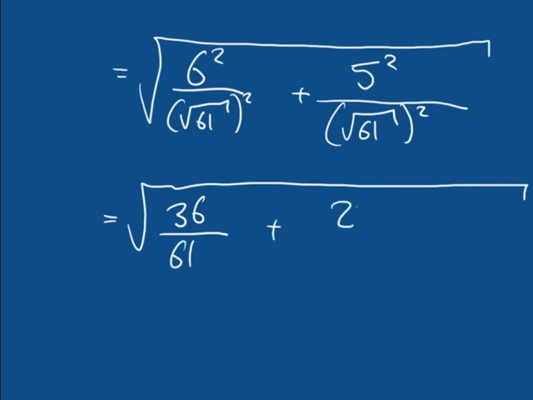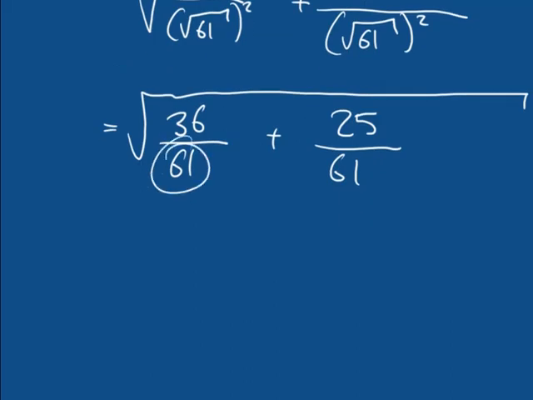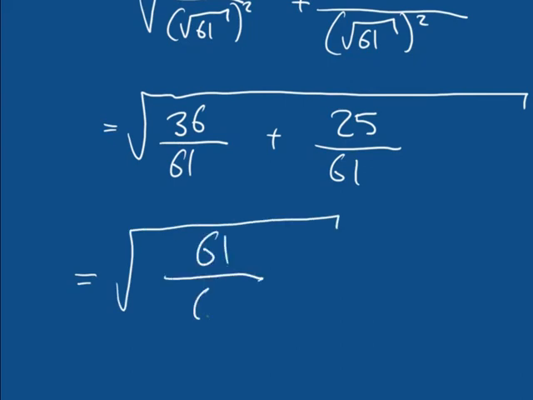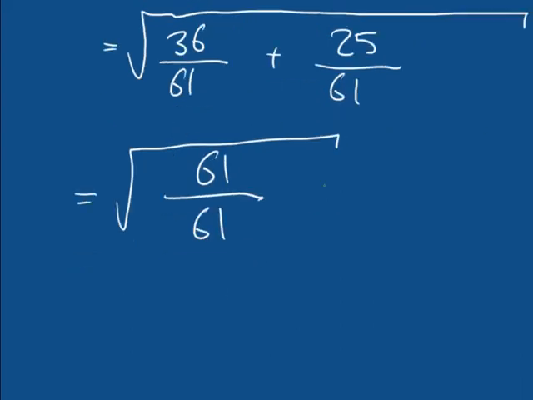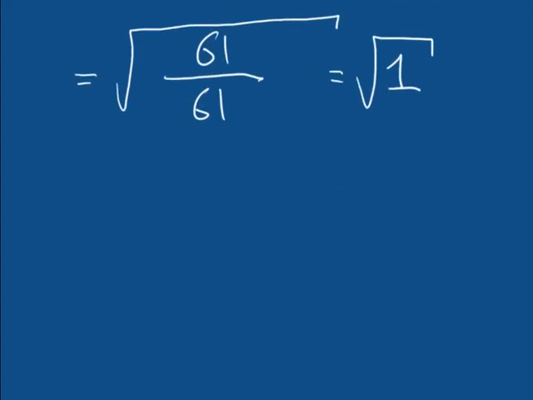Plus 25 over 61. Now because these are the same denominator, we can combine them. So 36 plus 25 equals 61. So that means we have the square root of 61 divided by 61. We know, of course, that's going to give us the square root of 1. 61 divided by 61 is 1, and the square root of 1 is a value of 1.